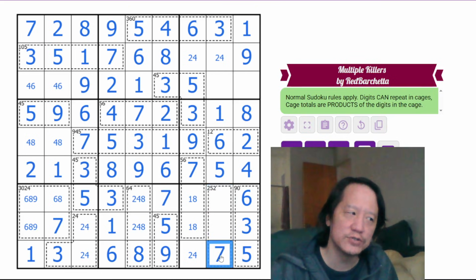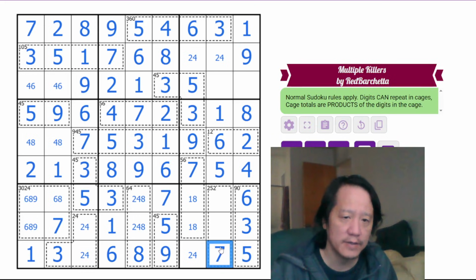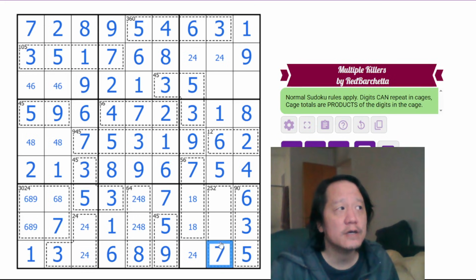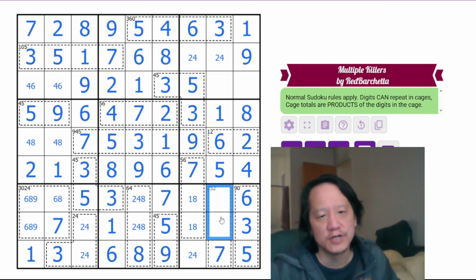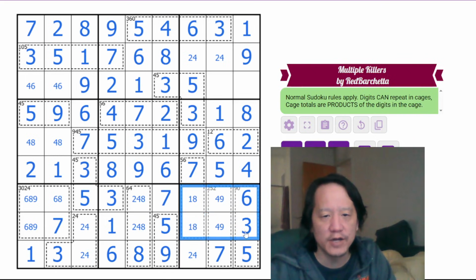So 252 divided by 9 is 28, I believe. 252 minus 18, or 25 minus 18, is 7. 72 divided by 9 is 8. So yes, since this is 9, 252 divided by 9 is 28. Therefore, it's 4 and 9 here. That eliminates 4, 9 in the rest of the box.